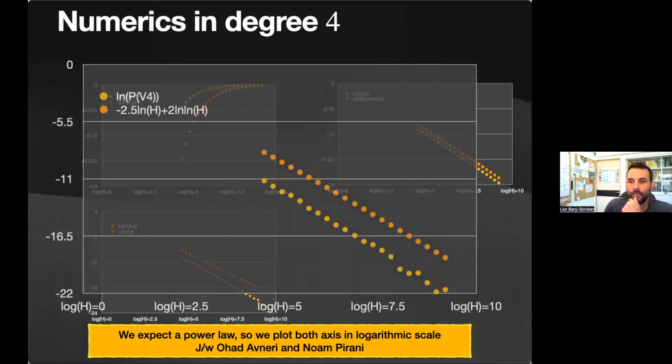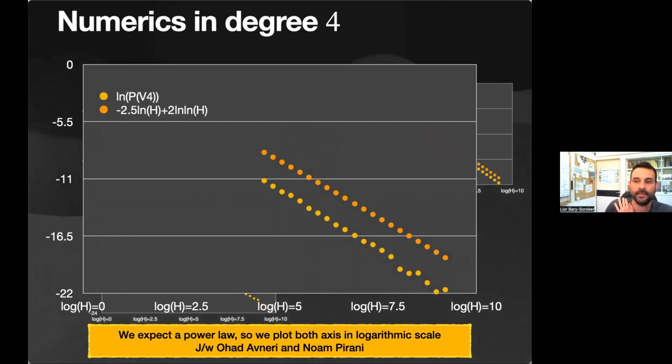And the last one was V4. This is the normal subgroup of order 4 inside S4. And here again, we expect that it will be 1 over square root h less than d4. So we plot it against that, and this is what we got.